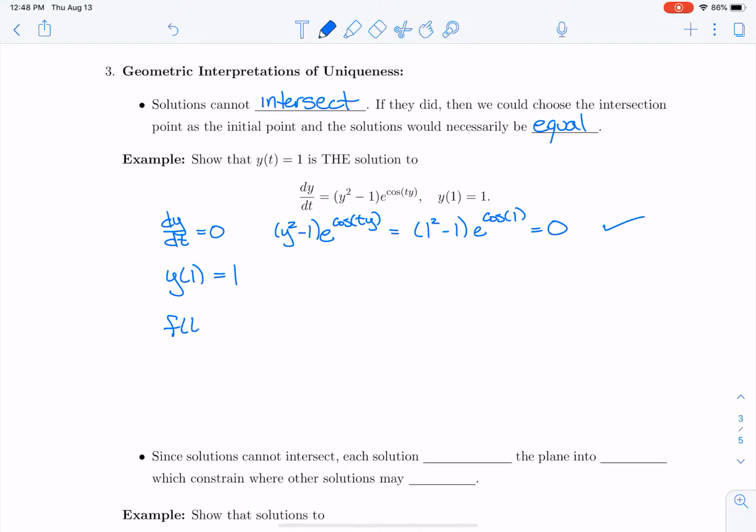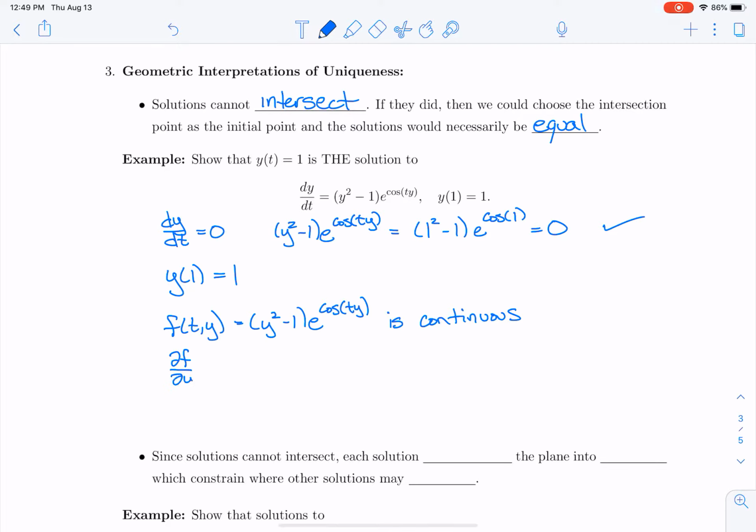So the right-hand side, f of t,y, we said is (y squared minus 1) e to the cosine of t times y. And we have a polynomial, y squared minus 1. We have an exponential, and we have cosine of ty, and all of those things are continuous functions, and we're not dividing by 0 anywhere. So we can say that this is a continuous function. Okay, it's actually continuous everywhere.